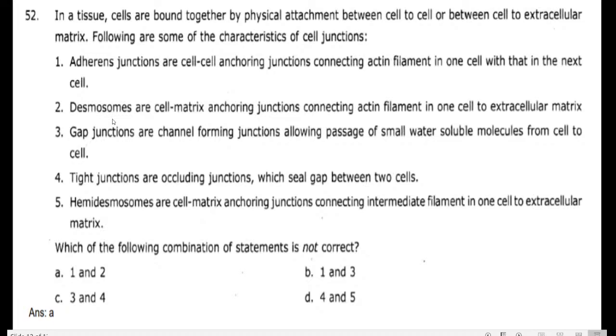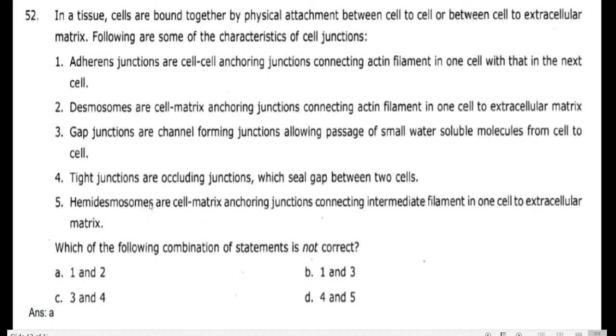Desmosomes are cell-matrix anchoring junctions connecting actin filaments in one cell to the extracellular matrix. This is another statement. Gap junctions are channel-forming junctions allowing passage of small water-soluble molecules from cell to cell. It's right. Occluding junctions seal the gap between two cells. Hemidesmosomes are cell-matrix anchoring junctions connecting the intermediate filaments in one cell to the extracellular matrix.